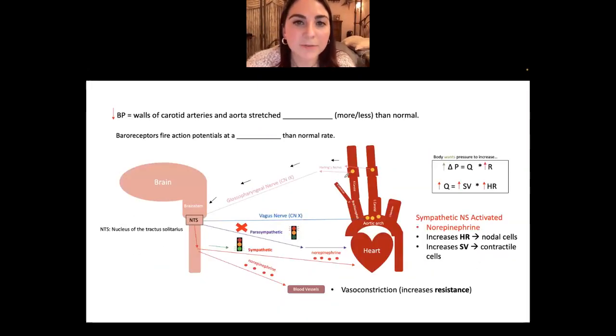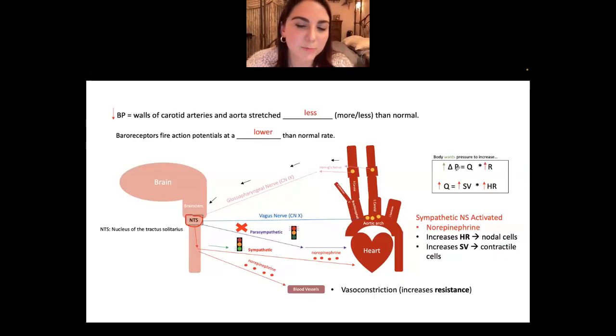Okay? How about if your blood pressure decreases? If your blood pressure decreases, now the walls stretch less than normal, so now they're firing at a lower than normal rate. And if that happens, the brain's like, wow, we need to get this up higher. So it's going to stop the parasympathetic nervous system, and it's going to activate your sympathetic nervous system. Sympathetic nervous system, norepinephrine, epinephrine. Those are the two you should be thinking of. It wants pressure to increase.